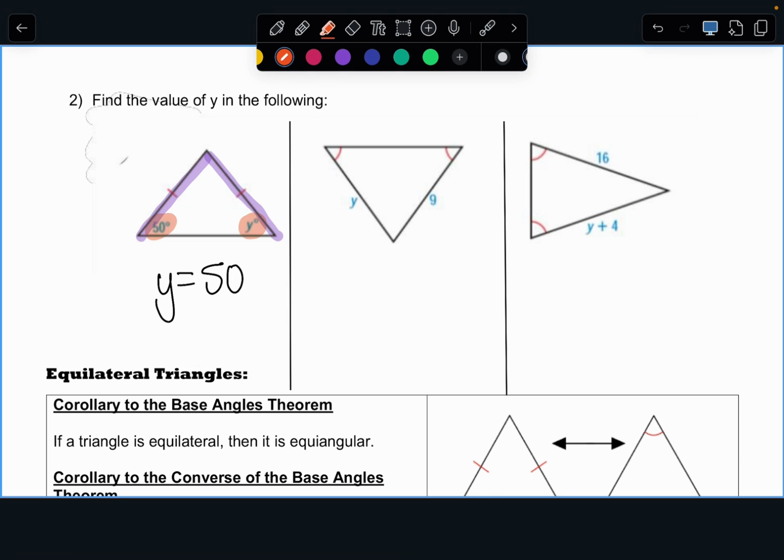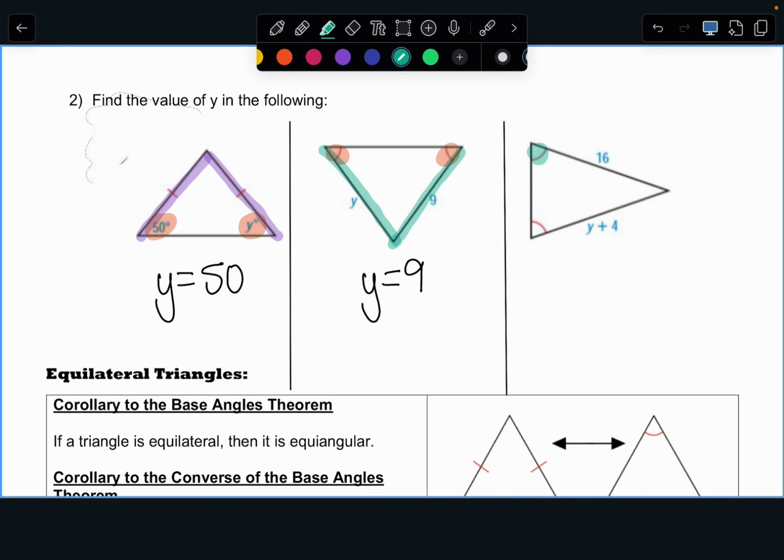Next one's a little bit different. We have two congruent angles. So what do we know about the two legs, the sides? They're the same, yeah. That relationship works both ways. So here, y is equal to what? 9. So again, we have two congruent angles, so we have two congruent sides. We have two congruent sides, so we have two congruent angles.